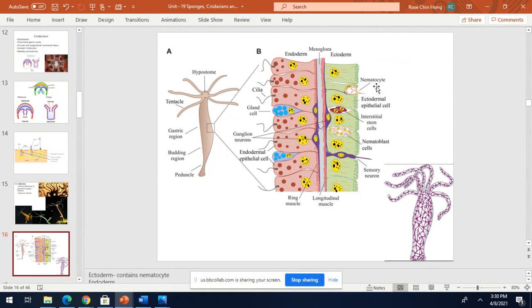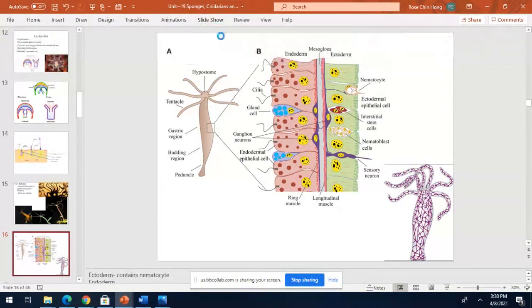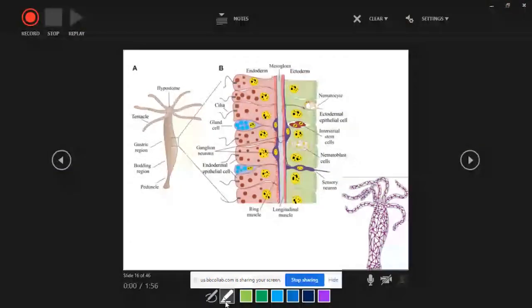The special cell again, as we're saying, the cnidocyte, which you have to know, that makes it a cnidarian. Ectodermal epithelial cell, this is on the outside, which is ectoderm, and endoderm. So this makes it diploblastic.